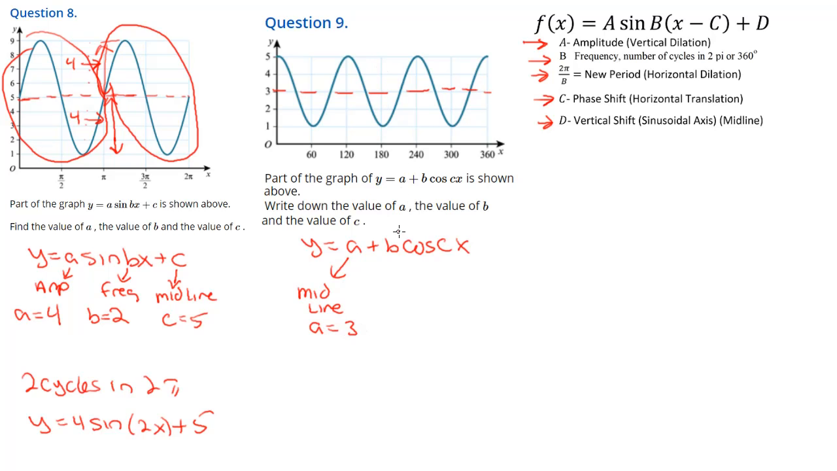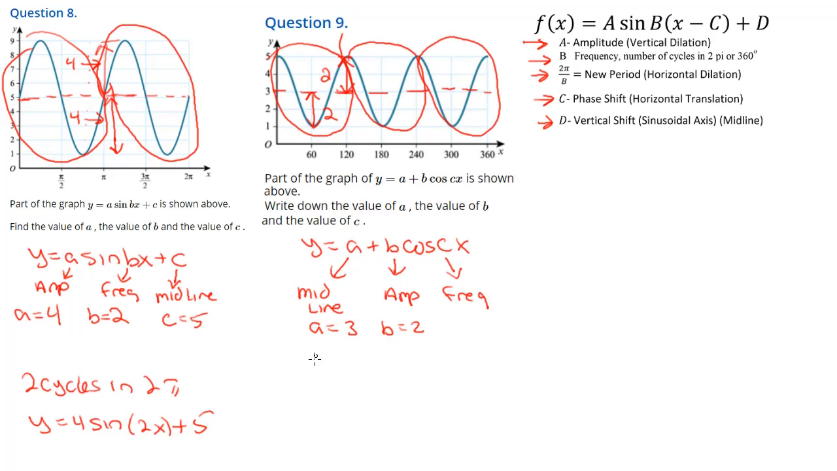And then this B is the number in front of cosine. That's the amplitude. That's how high or how far below. So it goes 2 or 2. So that's going to be the amplitude. And then C in this case is the frequency. And that's how many times or how many cycles happen in a 2 pi or 360 time frame. And in this case it's 3 cycles.